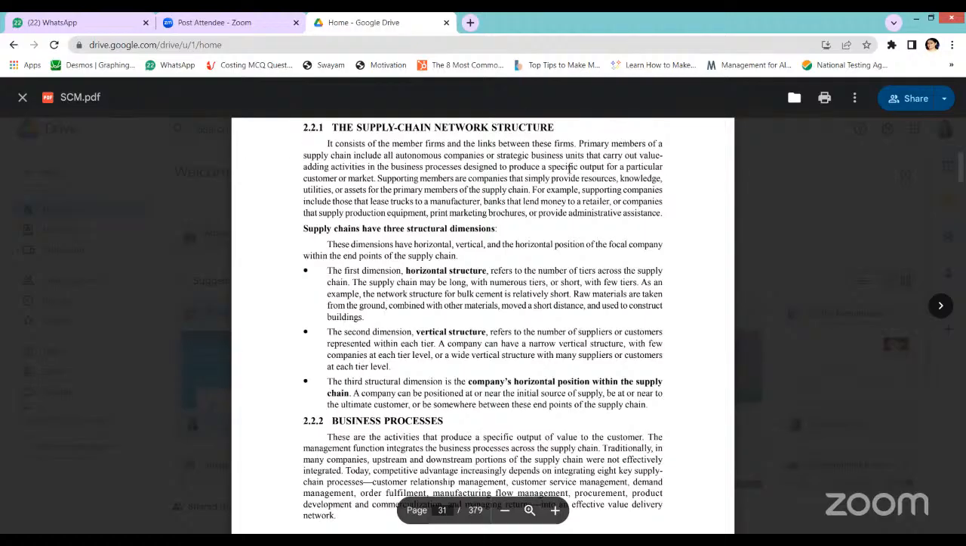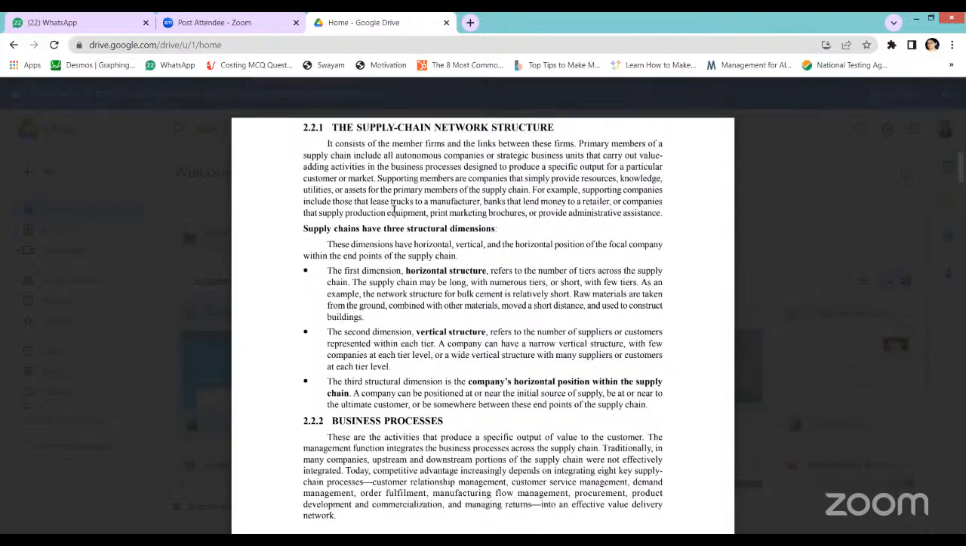The primary members of the supply chain generally include autonomous companies or strategic business units, the units which add value to the customer requirement by producing the products. Okay, who are the supporting members?